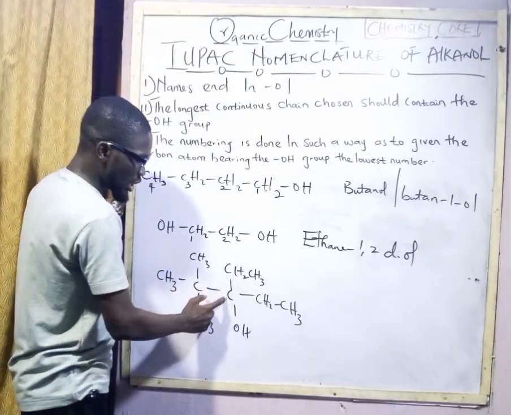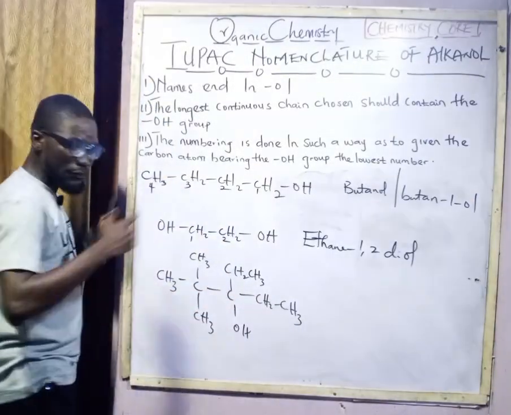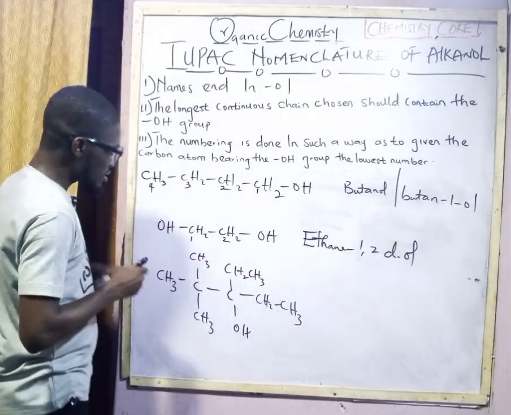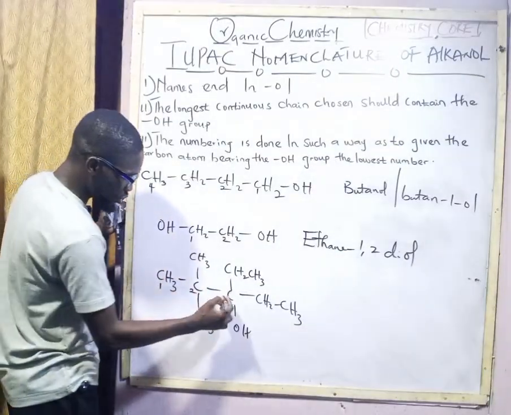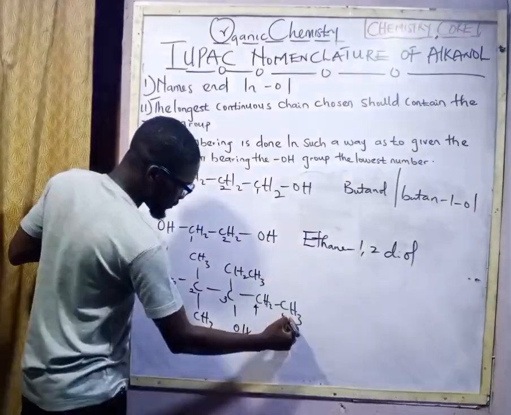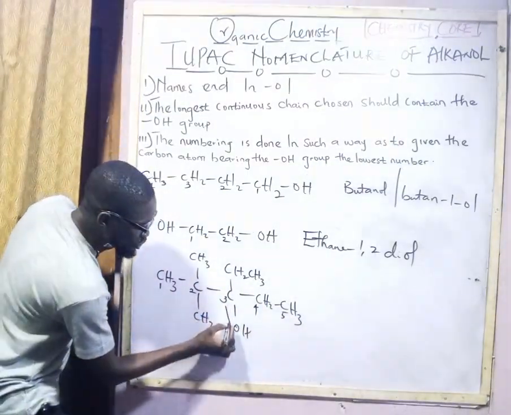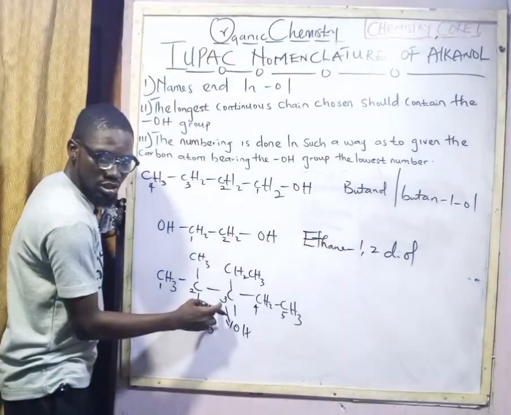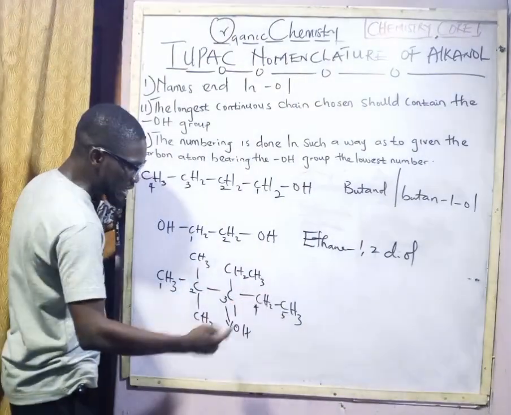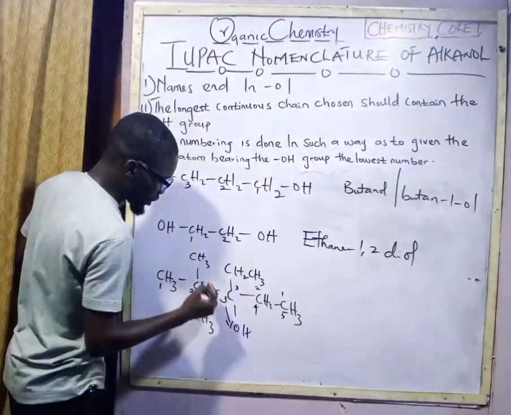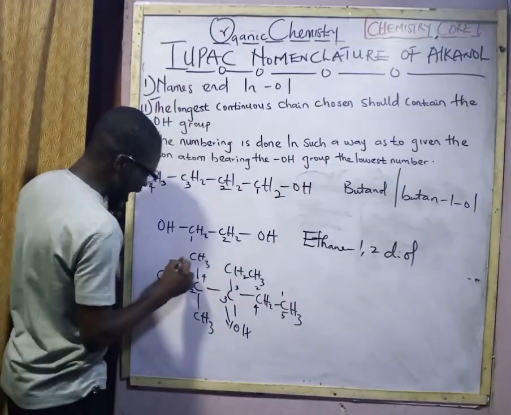1, 2, 3, 4, and 5. If you are to number from the left hand side, you can say we have 1, 2, 3, 4, 5 from this left hand side. And mind you, the number attached to this OH here is 3. And let's start the numbering from this side. We have 1, we have 2, we have 3, we have 4, and we have 5.